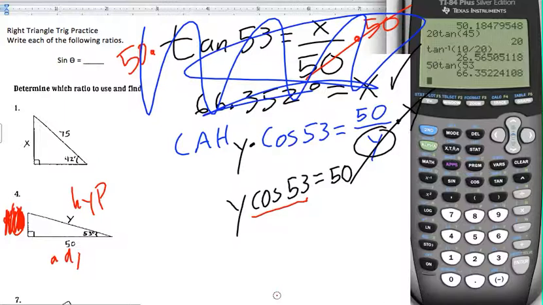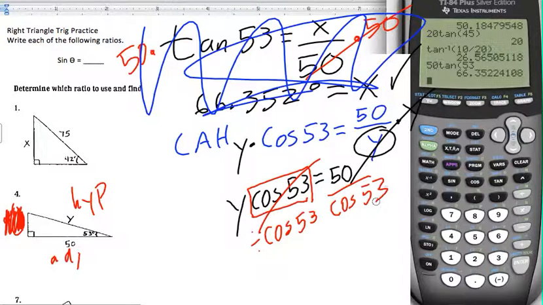We can convert cosine 53 to a number, but look, what's going to happen to this is we're going to divide. Right? If this is multiplication, to solve, the opposite is going to be division. So what we really want to know is what is 50 divided by cosine 53. And once again, that's something we can type straight into the calculator, and we'll be more accurate in our result. So 50 divided by cosine 53. We get a value for y, which seems to make sense.